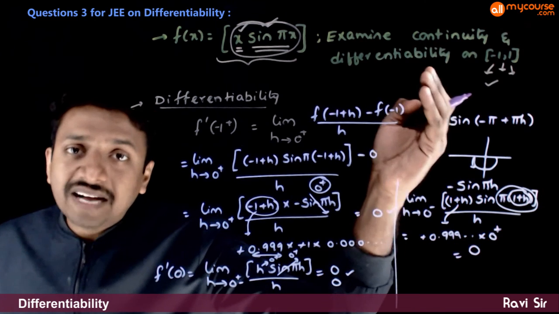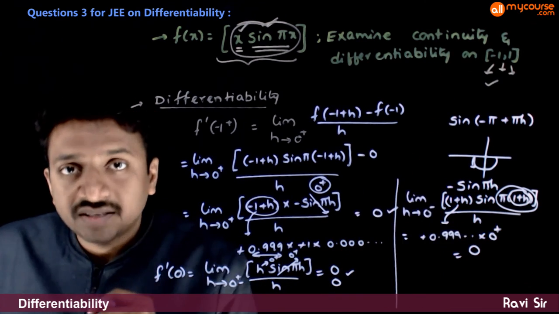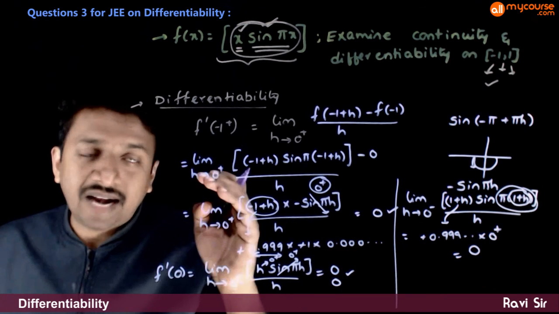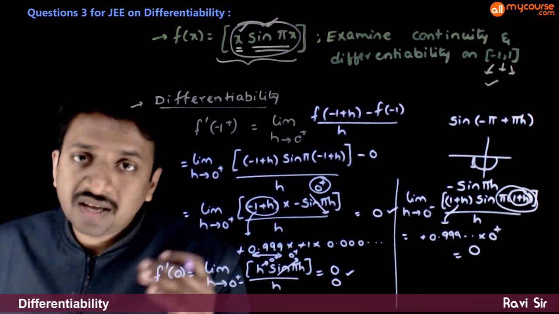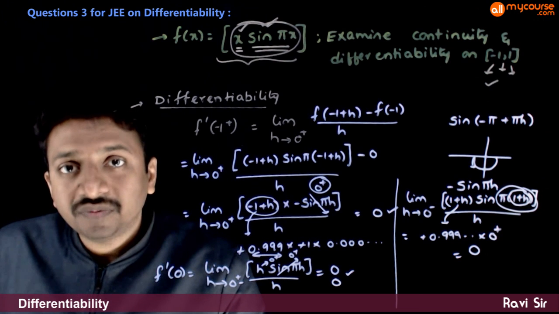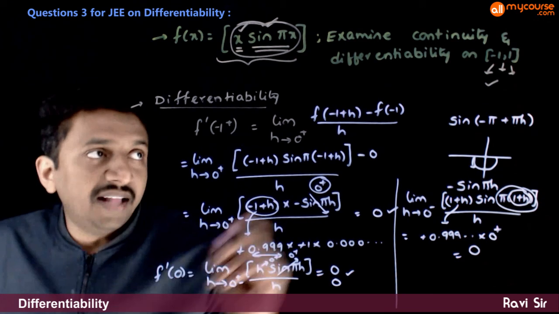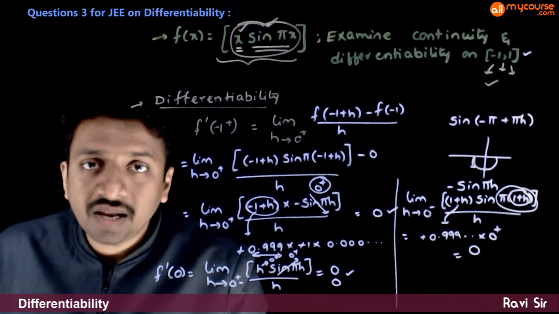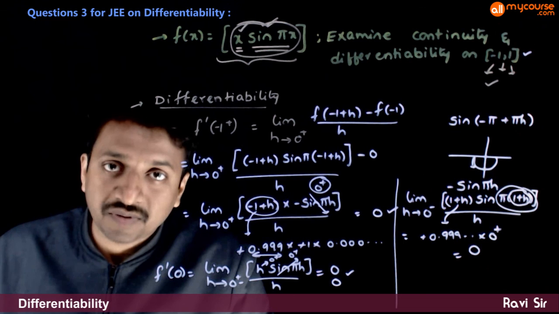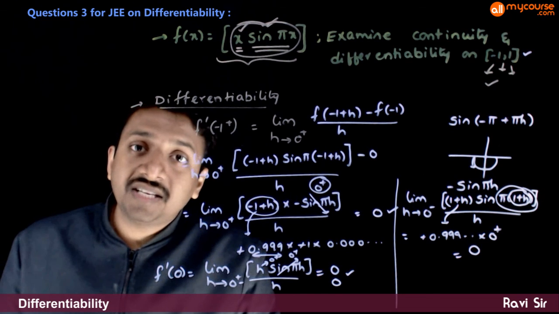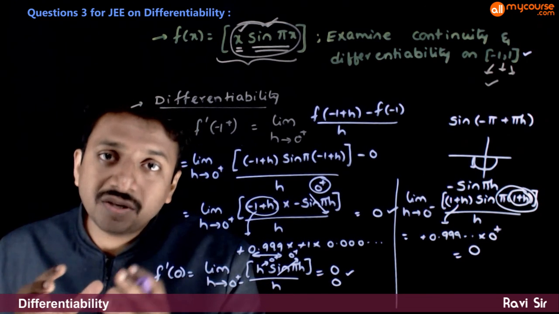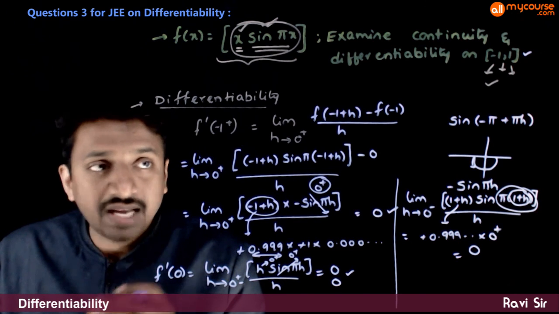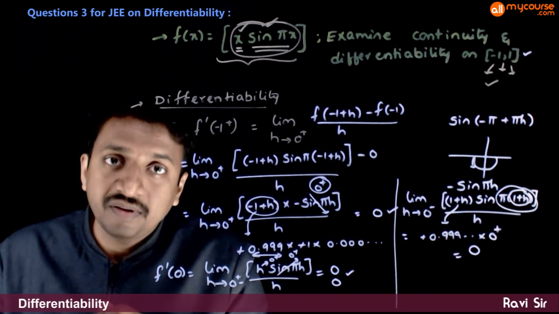So the function is left differentiable at x is equal to 1, right differentiable at x is equal to minus 1, and differentiable at x is equal to 0. Hence, the function is also differentiable in the whole closed interval minus 1 to plus 1. So this function is both continuous and differentiable in closed minus 1 to plus 1. So that will be the answer to this question. Thank you.